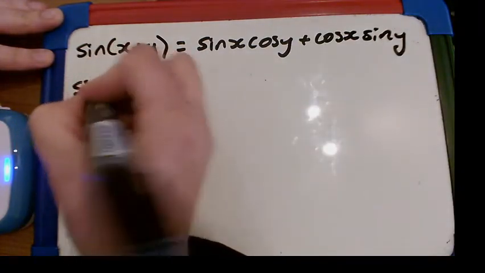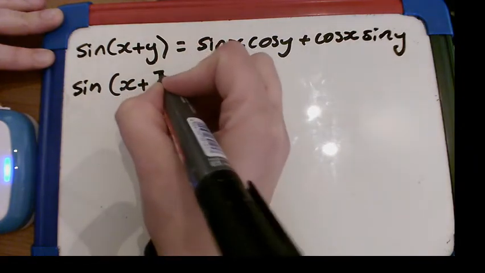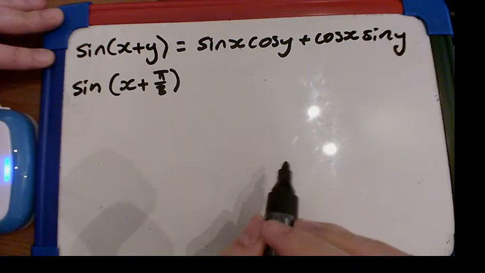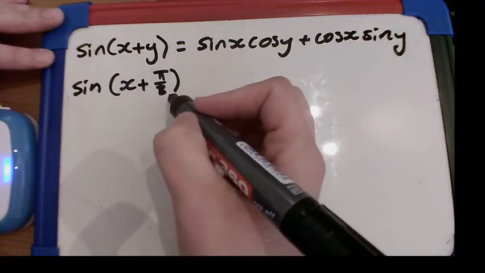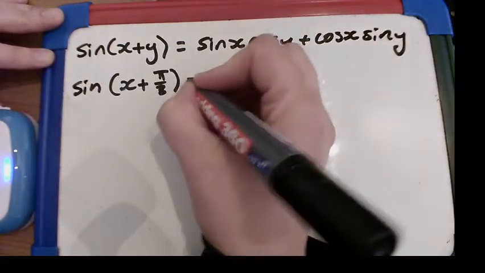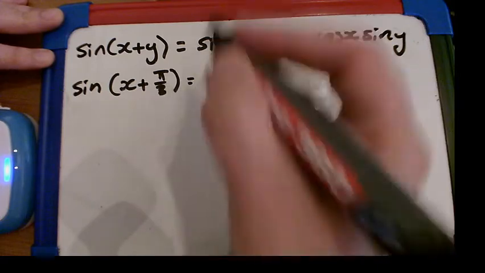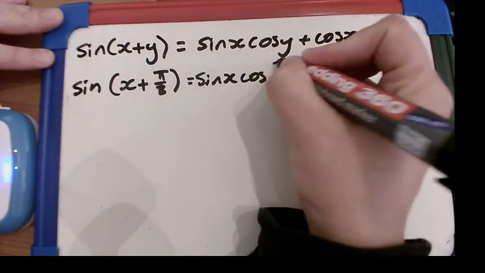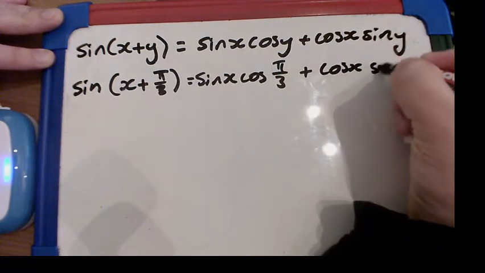Right, let's look at an example. So for example, let's do sine of x plus pi over 3. Remember, pi over 3 is radians and it's the equivalent of 60 degrees. Quickest way, 180 divided by 3 is 60. Right, now I'm going to apply this formula. There's my x, there's my y. So it becomes sine x cos pi over 3 plus cos x sine pi over 3.